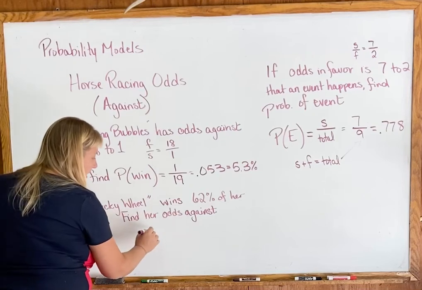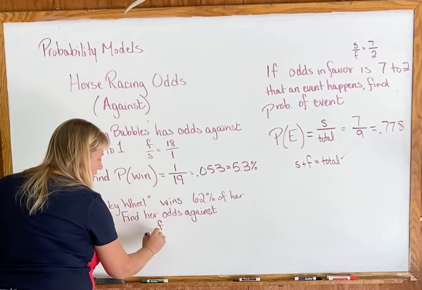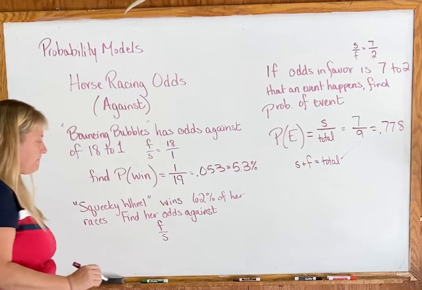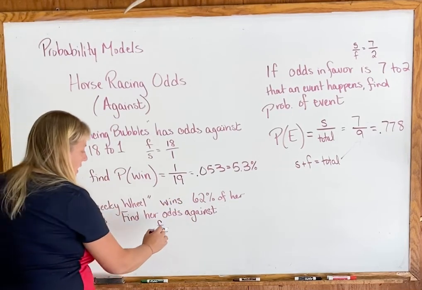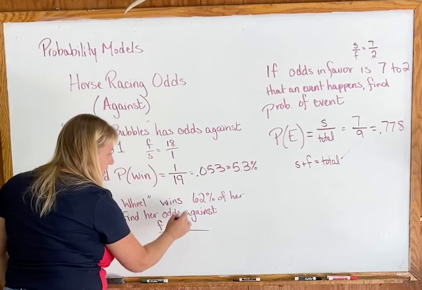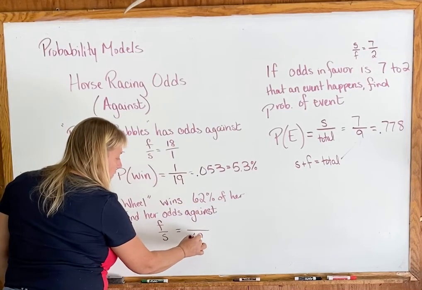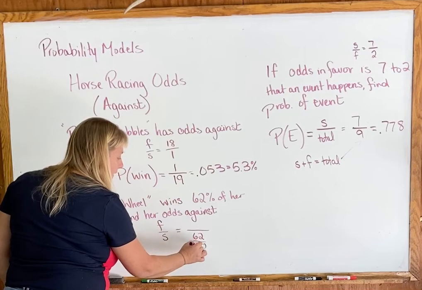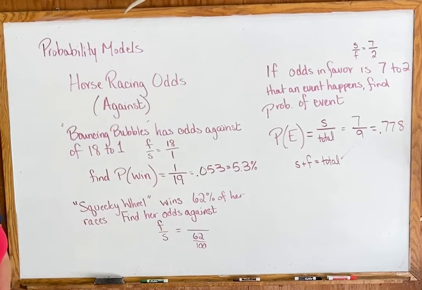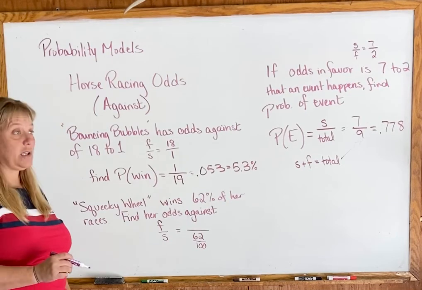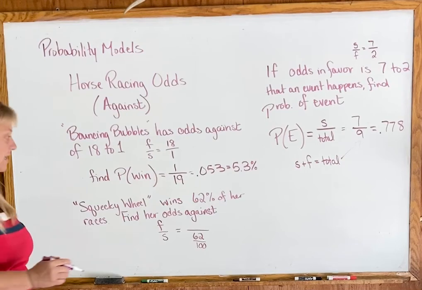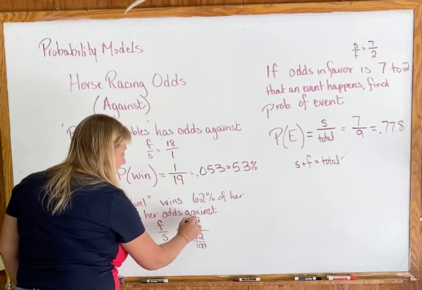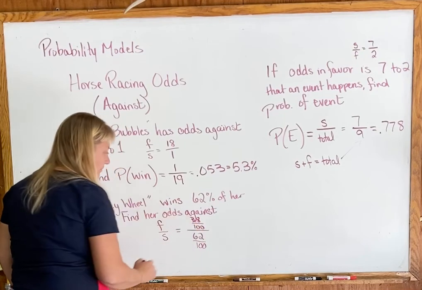Okay, so odds against, remember, it's going to be failure over success. Now, we're in percent form, so this is the idea where we're going to have success is not just 62, it's 62 over 100. But if she has success 62% of the time, what's her failure going to look like? Okay, her failure is going to look like 38% of the time. So 38 out of 100 goes on top.